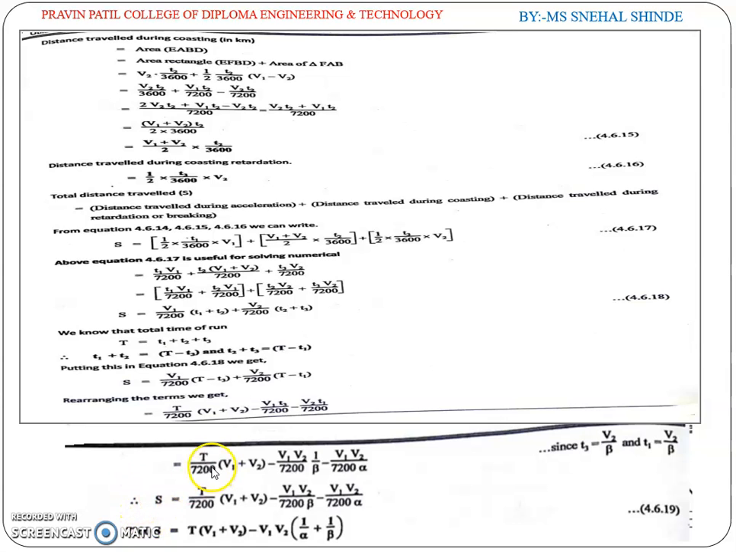Now the S value will be T upon 7200 as it is, V1 plus V2 as it is, minus. Now we have just multiplied 1 upon beta in this equation. So we have multiplied it, and now the 7200, take it as common and it will go to the left hand side. So the final equation will be 7200S equal to T times (V1 plus V2) minus V1 into V2 times (1 upon alpha plus 1 divided by beta). We will get this value.